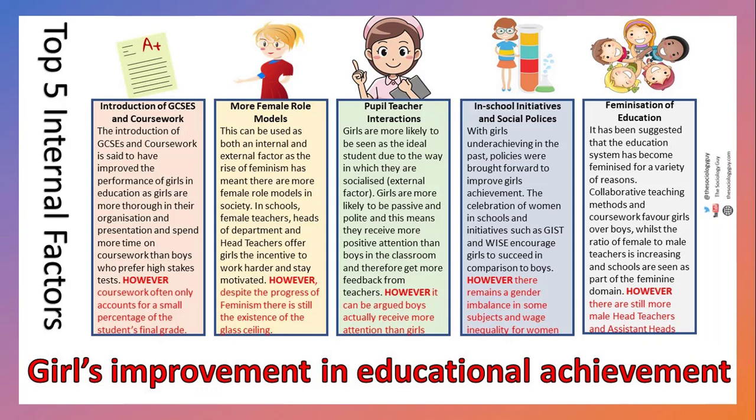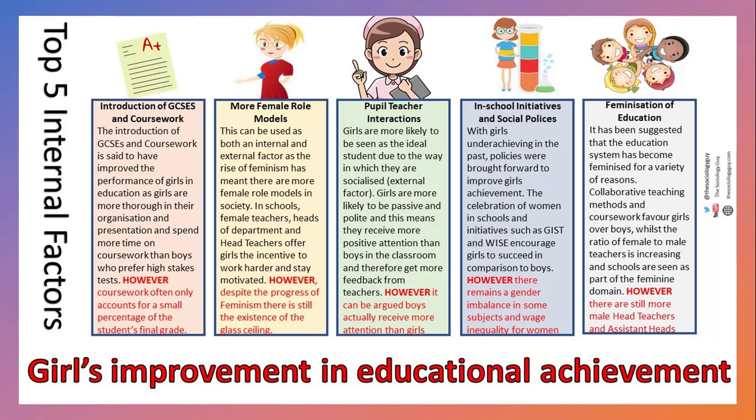Okay. Pupil-teacher interactions, girls are seen as being more likely to be the ideal student. We've touched on this in an earlier question. However, we can argue that just because girls are seen as being the ideal pupil doesn't mean they receive more attention. Boys are likely to receive more attention from teachers than girls, although many people would suggest that it is negative attention rather than positive attention.